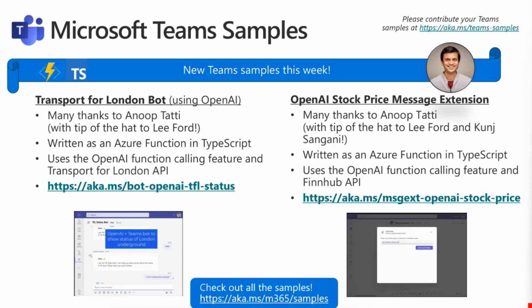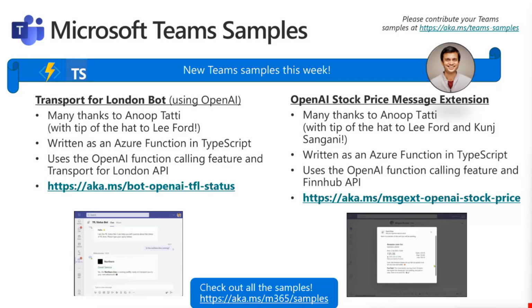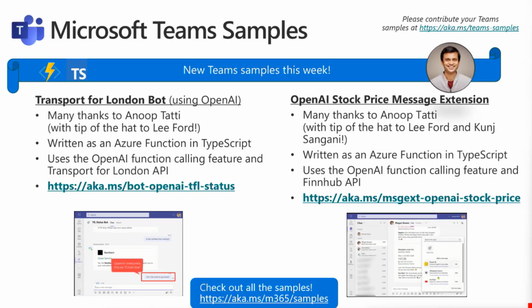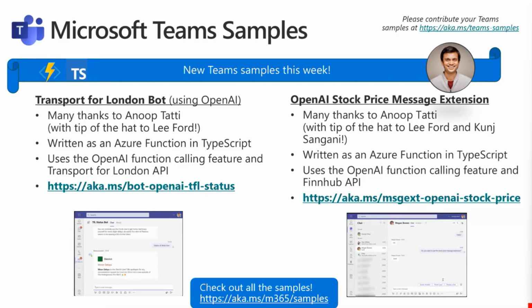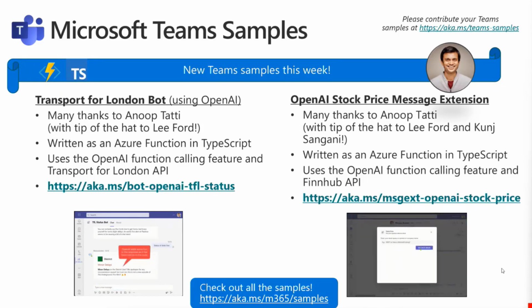And what I really like also is that Anoop actually thanked Lee Ford and Kunj Sangani for their samples that helped him write his samples. So I love the sort of snowballing effect of goodness, where one sample helps somebody write another sample or inspires another one. I want to also just throw out there that I have a couple more submissions waiting, and looking forward to iterating on them a little bit.